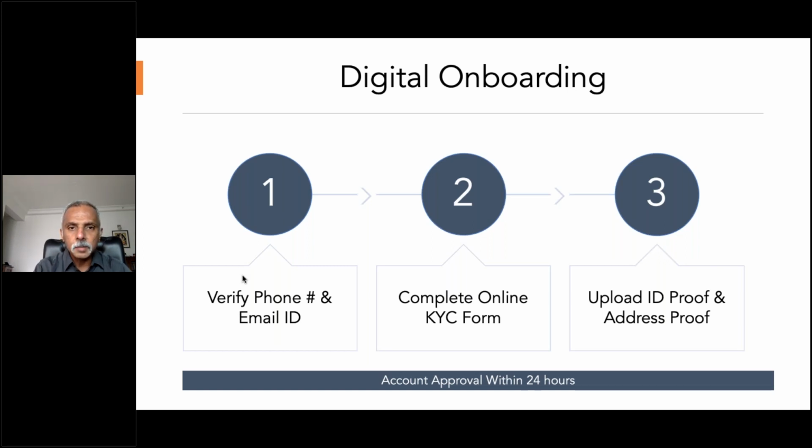So this is the first step, digital onboarding, completely simple. It takes only about, I would say, on an average 7 to 10 minutes to do all these 3 steps, which is to verify your phone and email ID, to fill in the form online, and if you have the documents ready, to upload the ID and address proof. It takes 7 to 10 minutes. From the time you have uploaded this, your account approval happens within 24 hours. This is the first step.